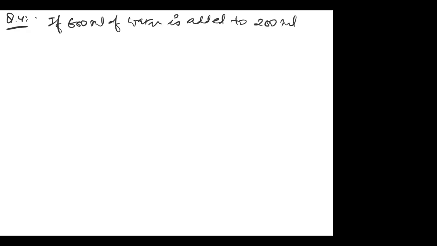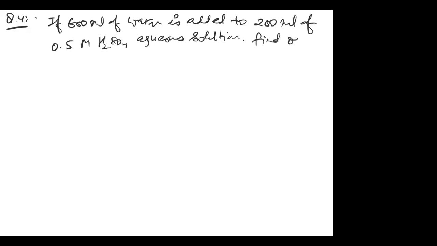So next is question number 4. If 600 milliliter of water is added to 200 milliliter of 0.5 molar H2SO4 aqueous solution, then find out the net molarity, the resultant molarity of H2SO4. You have to find out the resultant molarity of H2SO4.